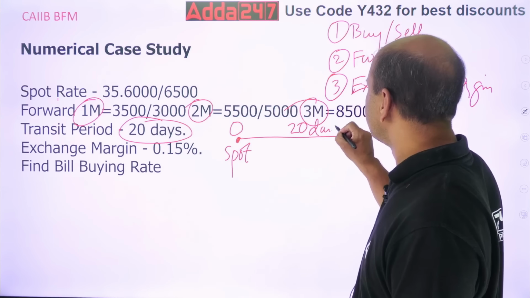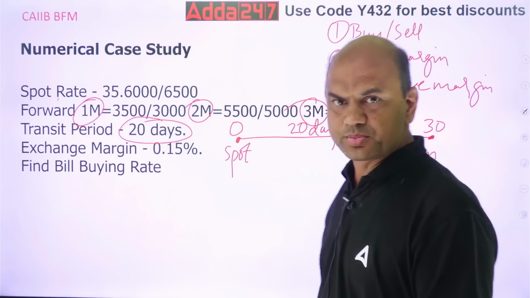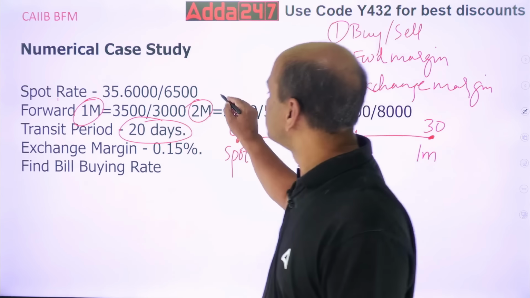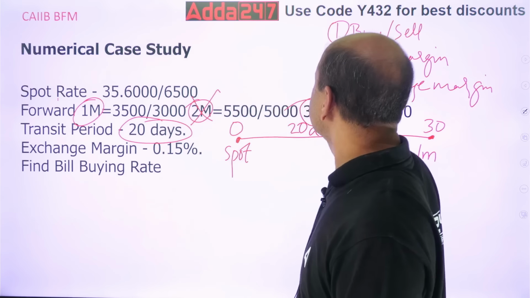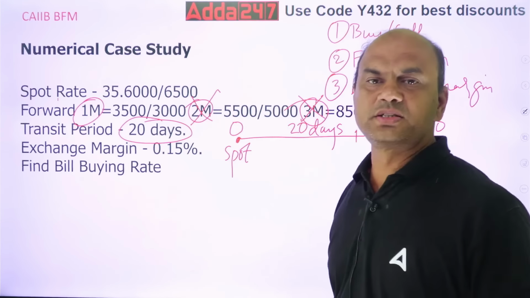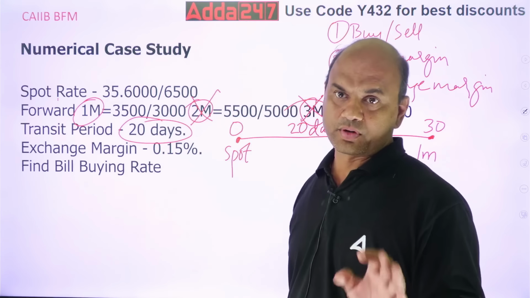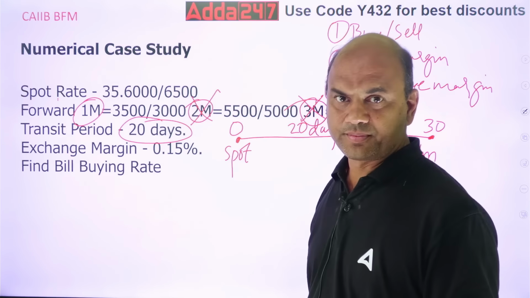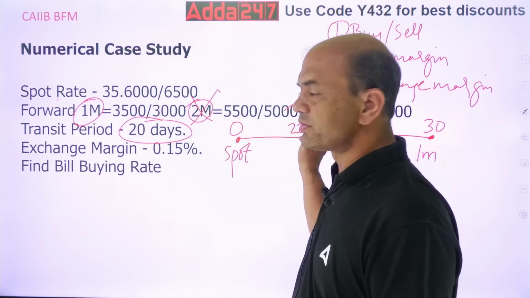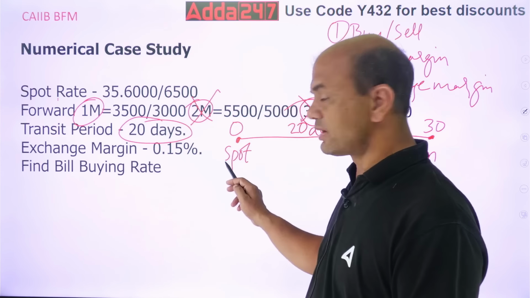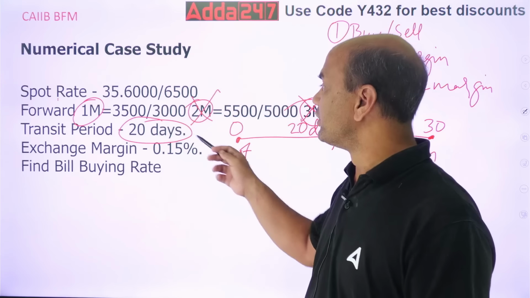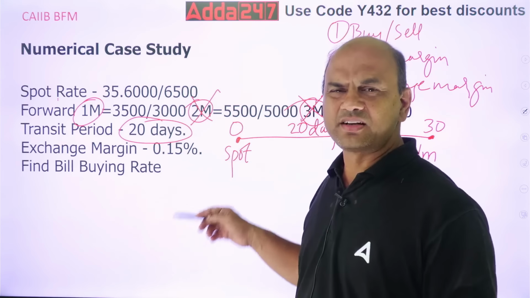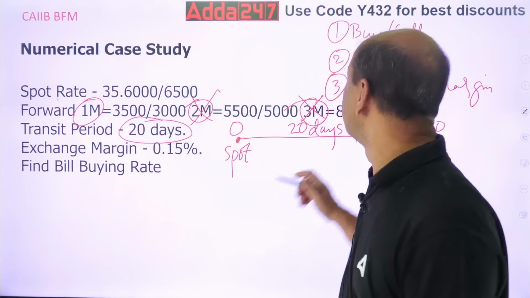So now, my focus should be the spot rate and the 1 month rate. The 2 month and 3 month rates are of no use to me. Got it everyone? Spot and 1 month, because I'm only focusing on 20 days. The margin we'll see later. First, let's solve these steps.